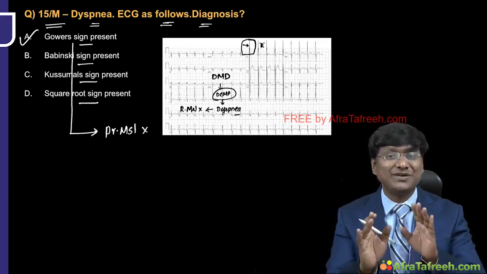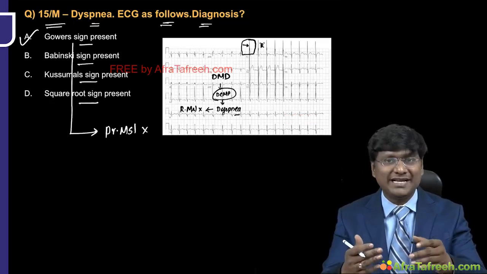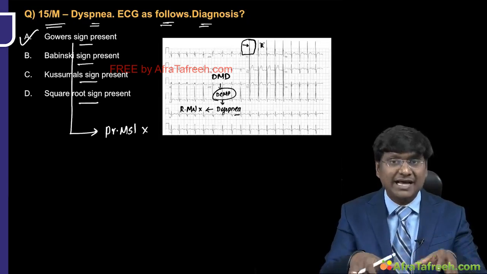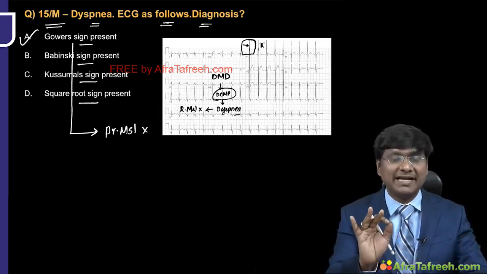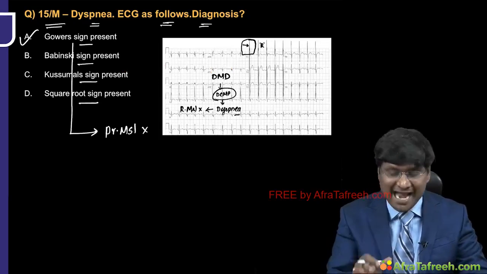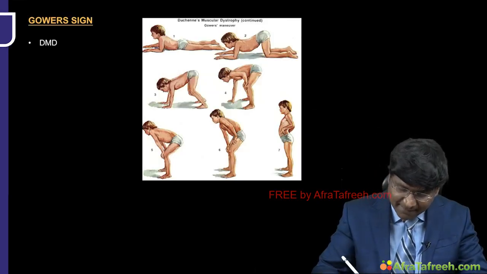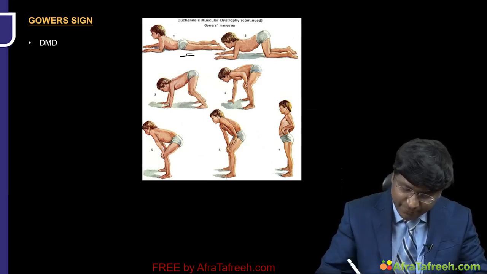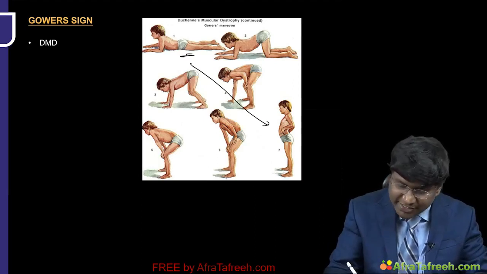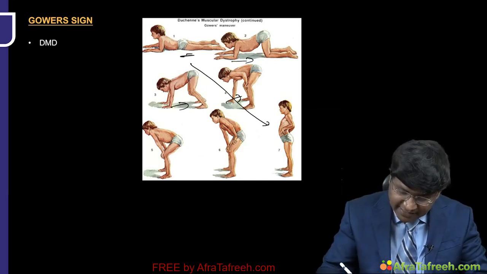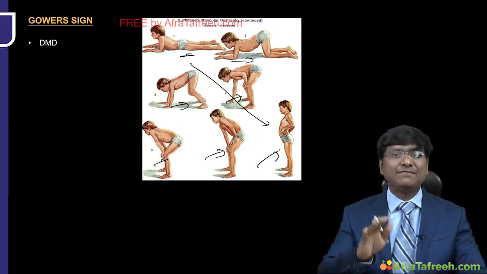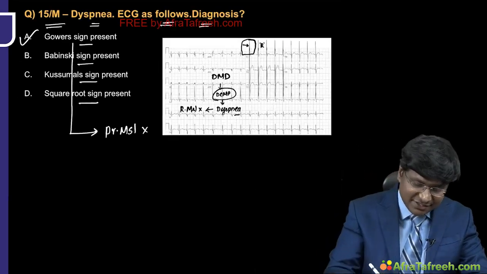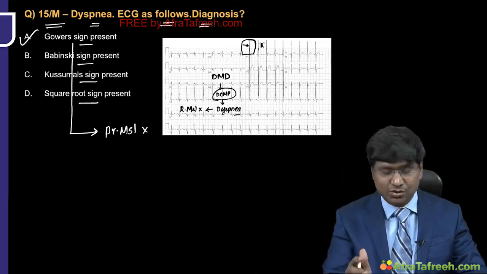And once there is weakness of the quadriceps muscle, remember, they cannot get up from the squatting position. So whenever they want to get up from squatting position, they need to climb on themselves in order to get up and stand straight. So you see, from the sleeping posture, if the individual has to get up, you see how he is climbing on himself. And this climbing on himself to stand up is what is called Gower sign. So Gower sign is present in patients with Duchenne's muscular dystrophy.